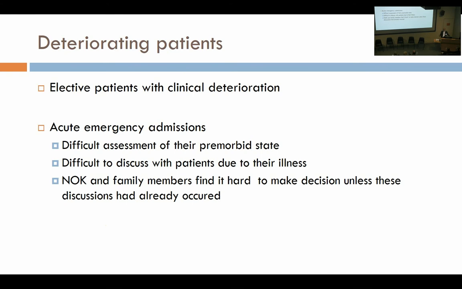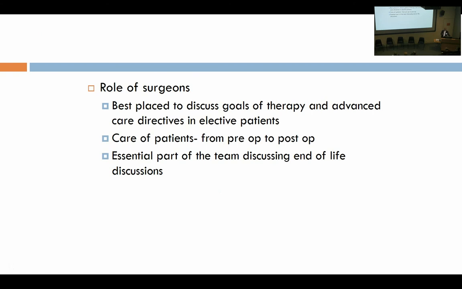We don't know what their pre-morbid state is. We don't know what their wishes are, because a lot of these patients are quite sick. We rely on next of kin and family members who often have not thought about these things, and it's often a bit of a shock to them. So they're not able to give us any idea of what the goals of therapy are going to be. Emergency patients are very difficult, and I've found it very difficult to make decisions about them because I don't know what the goals of therapy are going to be. And as surgeons, we've discussed this during our weekly audit meetings.